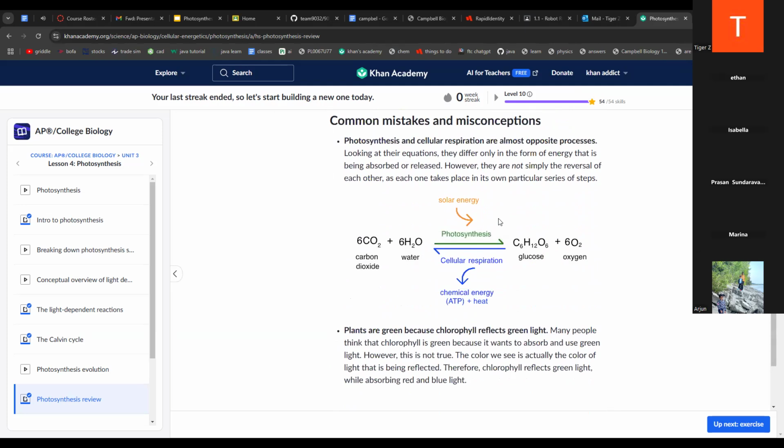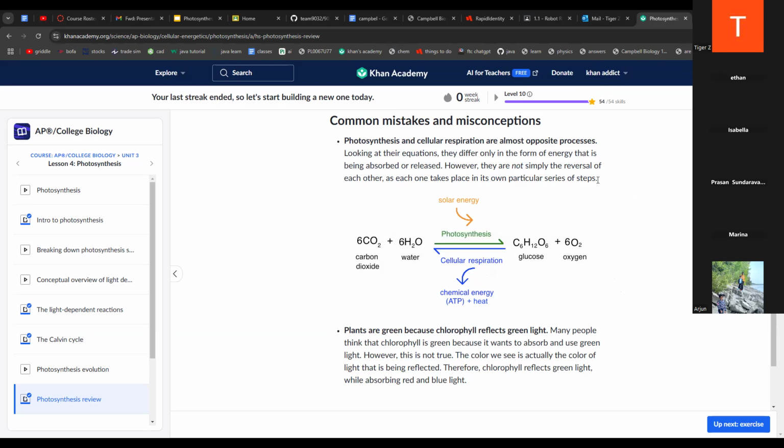Photosynthesis and cellular respiration, you can think of them as opposites, but don't think of that too hard. Obviously their equations show energy being absorbed or released, but it's not just a reversal of each other, since they each take place in their own series of steps. Cellular respiration is its own process, photosynthesis is its own process. You can't reverse this and get cellular respiration.